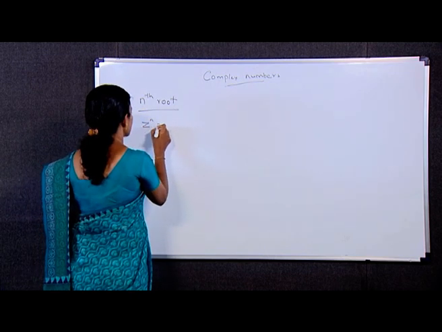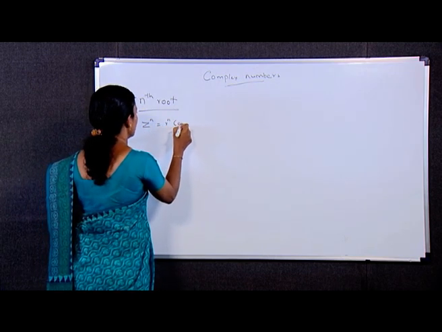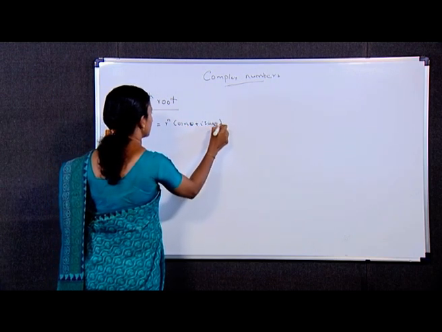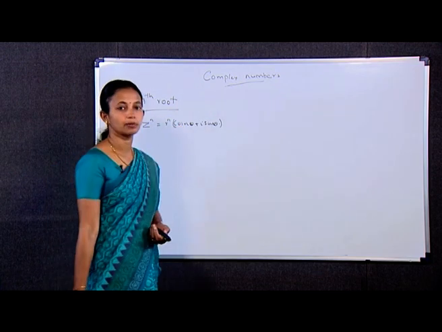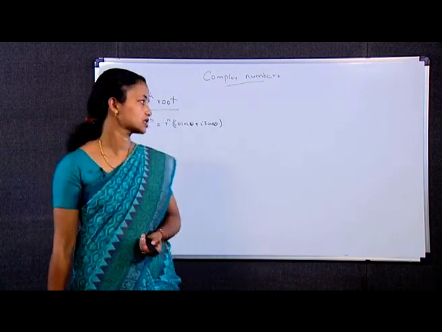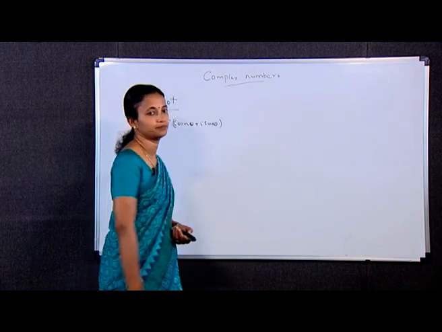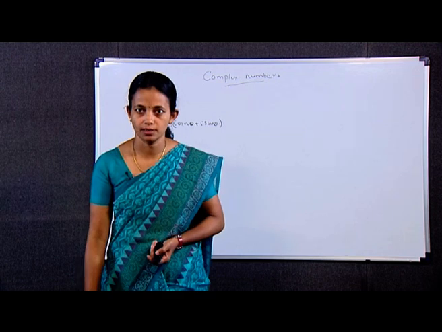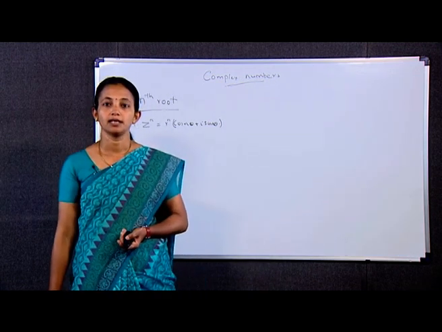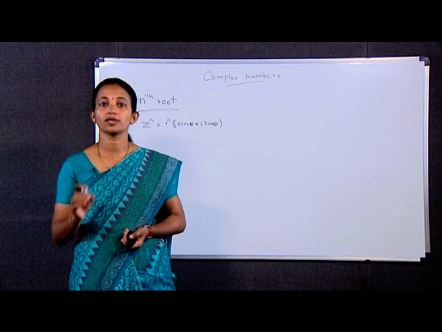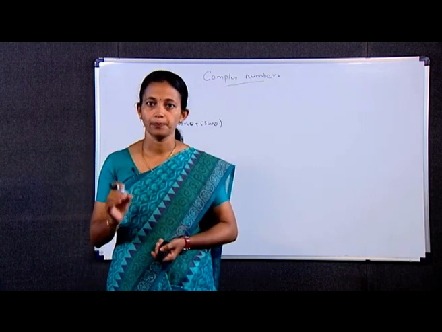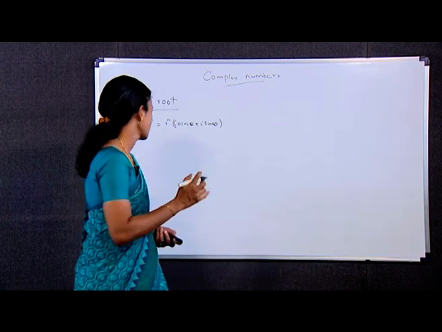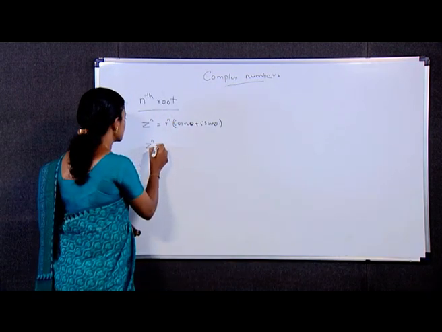We have already seen that z raised to n is equal to r raised to n into (cos n theta plus i sin n theta). This is valid for any integer n. A complex number z equal to r (cos theta plus i sin theta) is an nth root of a non-zero complex number a if z raised to n is equal to a.